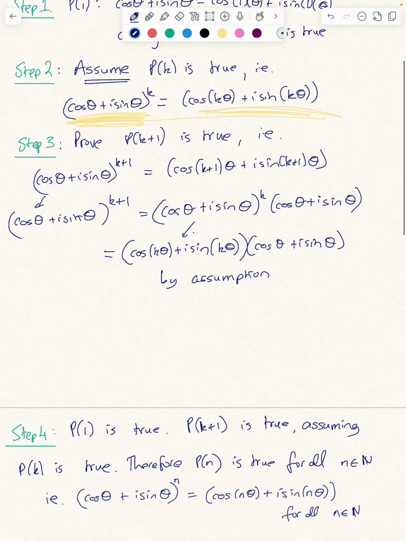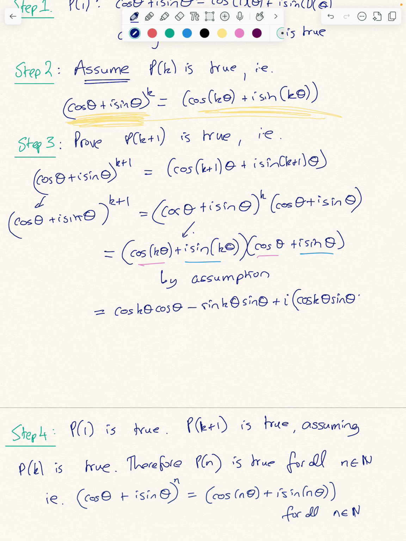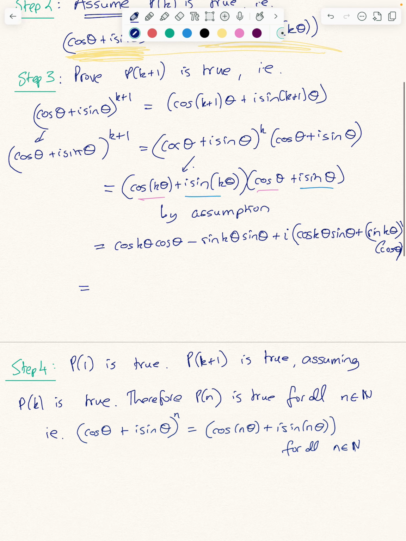Now we're just multiplying two complex numbers. So we multiply the real by the real here to get cos k theta times cos theta. And then I'm going to get the other real part. So i sin k theta by i sin theta. That's going to give me minus sin k theta sin theta. And then I have plus i times (cos k theta sin theta plus sin k theta cos theta). Sorry, I ran out of room there. Okay, and then at that point you can use your trigonometric identities.